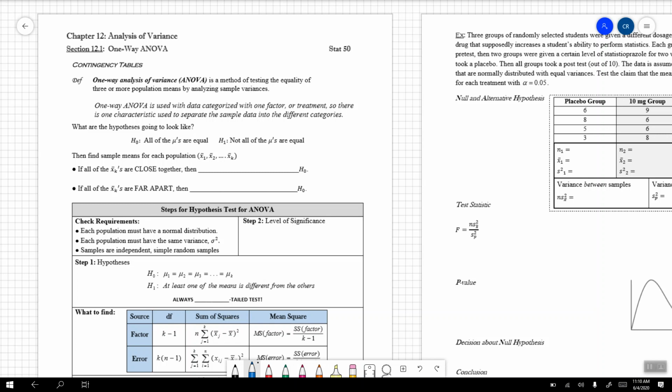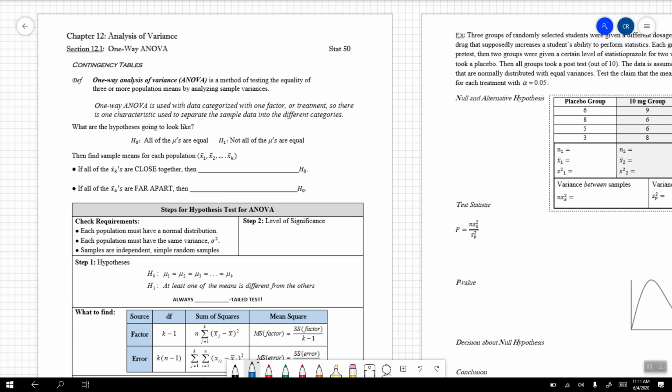Hi everybody, welcome back. So today we're going to be covering chapter 12, and we're only going to be covering section 12.1 for this particular chapter. Now, chapter 12 deals with the analysis of variance, but again, we're only covering section 12.1, which is going to be the one-way ANOVA.